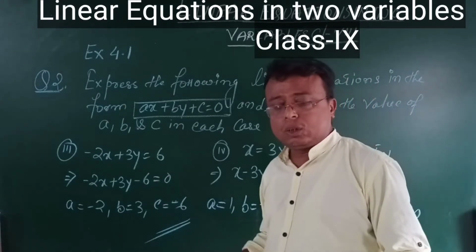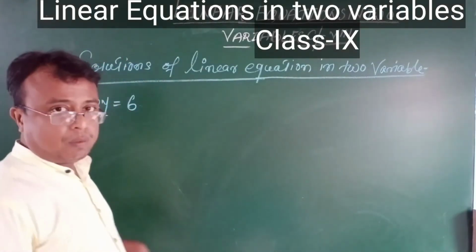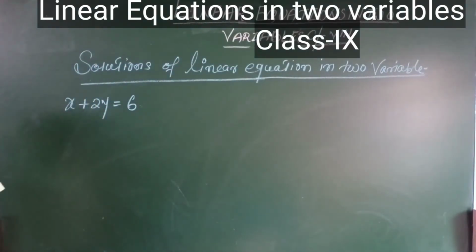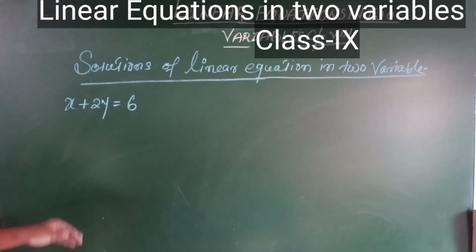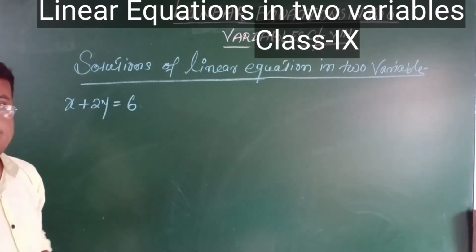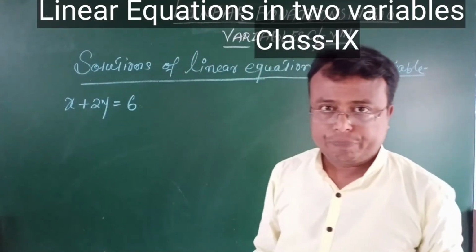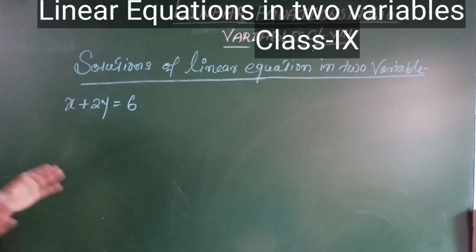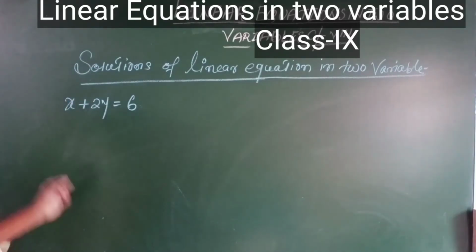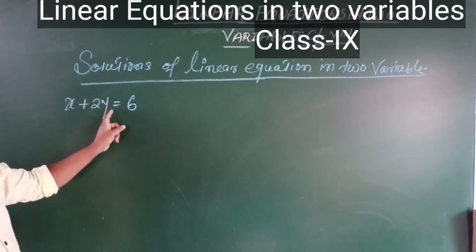So let us see what is the solution of linear equation in two variables. Our next topic. Solution means what value of X and what value of Y I will put here so that this equation will balance, meaning the left side will be equal to the right side. That is called the solution. What value of X and what value of Y I will put in this equation so that it will balance, that is called the solution of linear equation in two variables, the value of X and the value of Y.